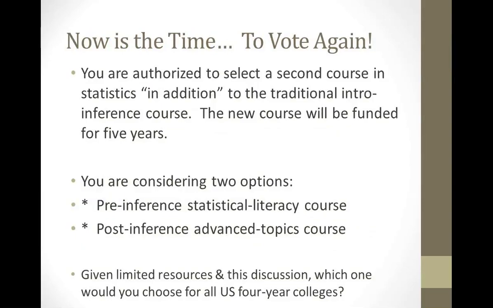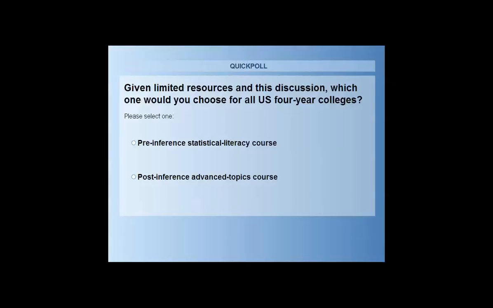Now is the time to vote. We want you to vote again on these two options, the same two options you had initially. Mark, can you bring up the vote here? We've got a pre-inference statistical literacy course, the Stat 100. We've got the post-inference advanced topics course, Stat 201. The second course is offered in addition, funded for 5 years. Which option do you think would be more valuable? Please vote now. We'll be watching the results.